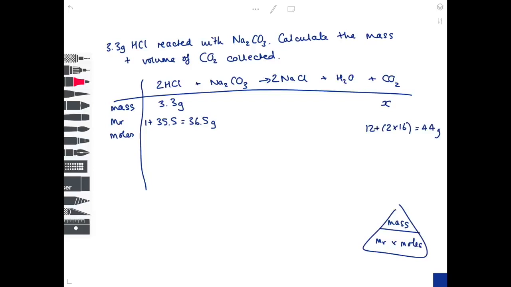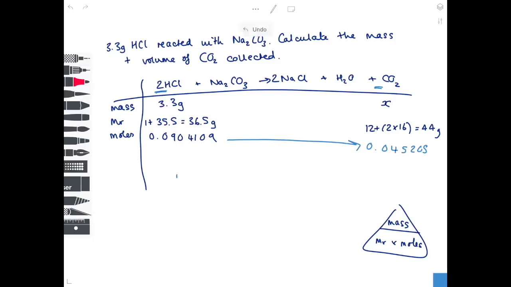Using the formula triangle, we see that moles is mass divided by mR. So we do 3.3 divided by 36.5 to give us 0.09041109. And now remember, what we can do here is carry that number across to be the number of moles of carbon dioxide. Do check the big numbers up here. Now there's 2 lots of hydrochloric acid compared with only 1 lot of carbon dioxide, which is why in order to carry over the moles we have to actually divide 0.09041 by 2. And that becomes 0.045205.